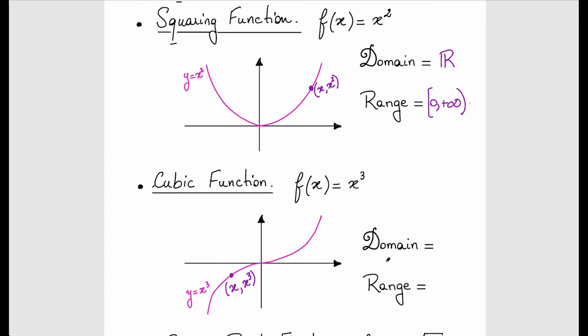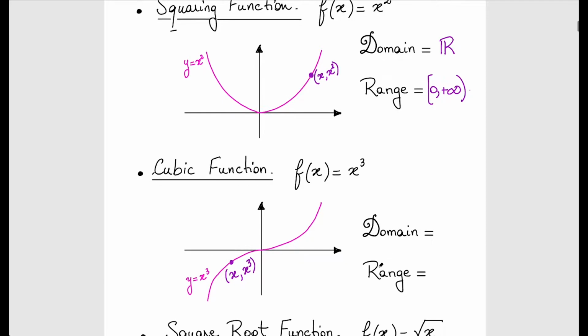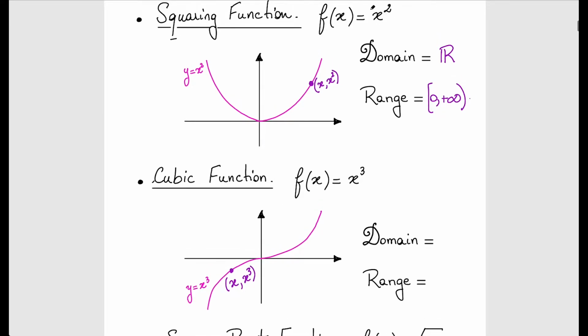Okay. The domain of this function, obviously 0, 0 is there, right? 0 comma 0 cubed is 0, so 0, 0 is there. Here also, as in the squaring function, 0, 0 is part of the graph. And hence 0 is part of the domain and 0 is part of the range.